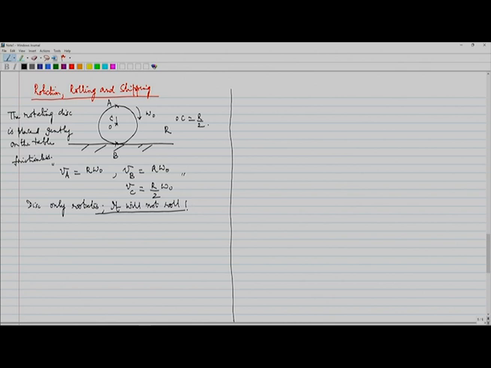Okay, now we will consider rolling motion. What is actually a rolling motion? A rolling motion is when a disk will rotate about an axis and also move forward. Something like when you cycle or ride any two-wheeler, the wheels will rotate about the axis and also move forward. So there is a translational motion as well as rotational motion.